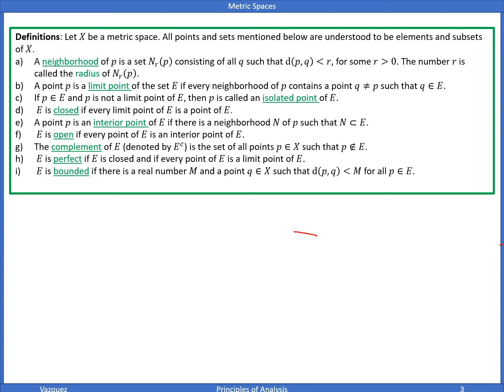Could draw a picture for that too. Let's say this is E. And let's just say this is P. Well, it's bounded because, say for example, this is the furthest point Q. We'll just make M even longer than that. Over here is M. So that radius around P, all the points in E are contained in that circle.